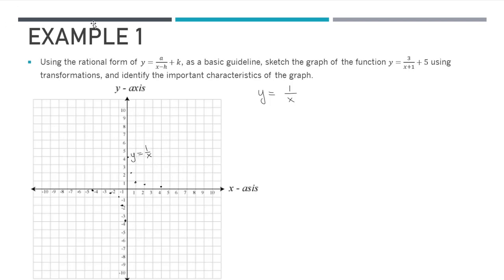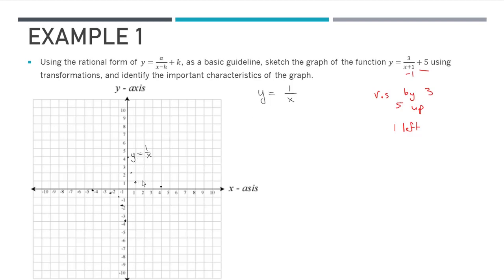Now let's take the transformations that have actually occurred. We've got a plus 5 here, so that means I'm going to go 5 up. And then we also have a 3, so it's vertically stretched by a factor of 3. And then in the denominator, I've got a plus 1, so that's actually going to be a minus 1. So it's going to be 1 left. We just have to make sure that we do this vertical stretch before we go up 5.